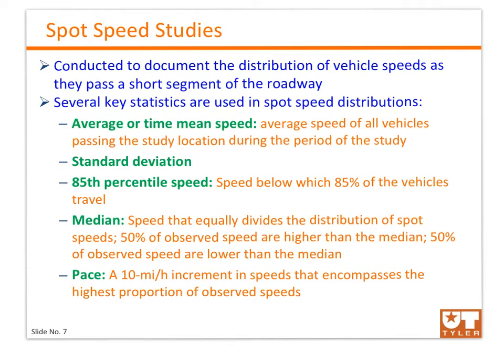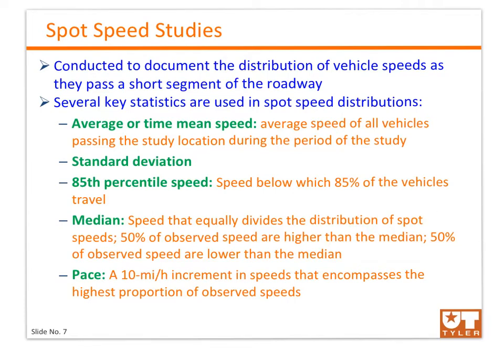We're going to go through a calculation to show you how to get it, but basically we're interested to see, besides the average speed, the speed that 85% of the vehicles are below. That would be the 85th percentile. The median speed is also important. The median speed is the speed that equally divides the distribution of spot speeds. 50% of observed speeds are higher than the median, and 50% of the observed speeds are lower than the median. So it's exactly in the middle.